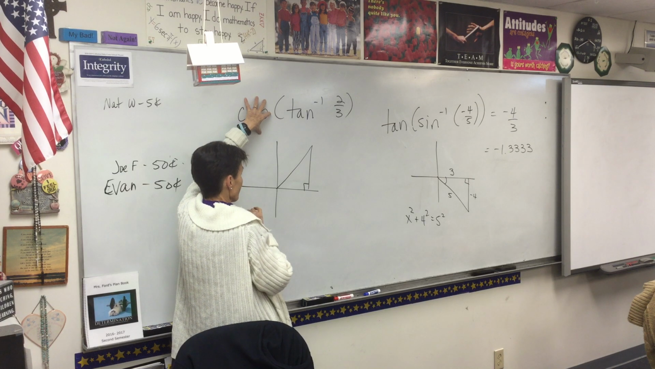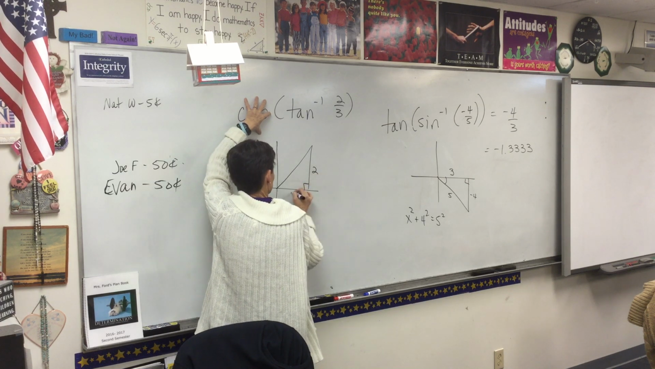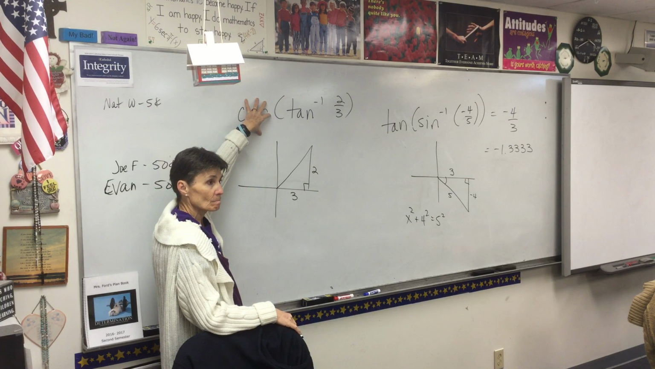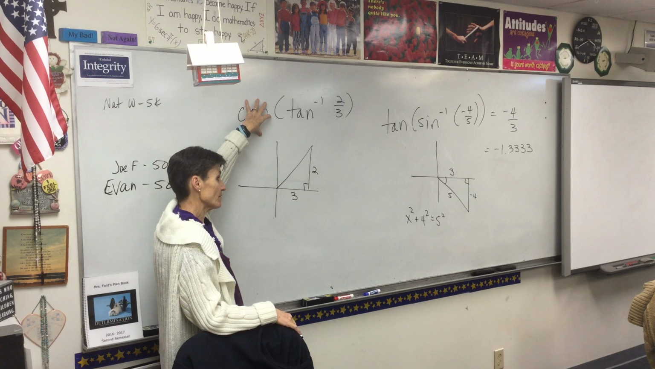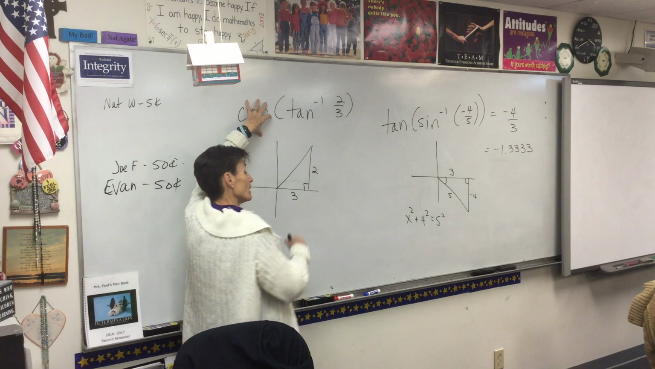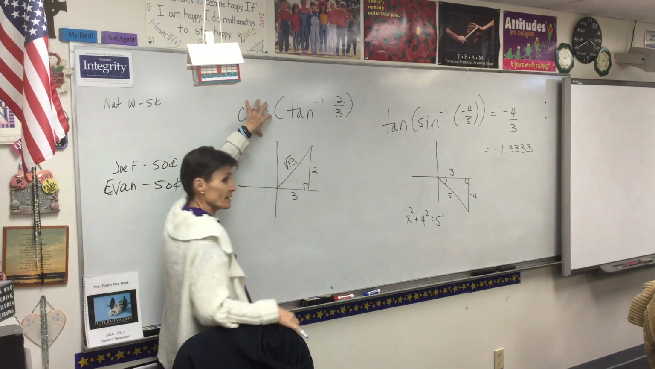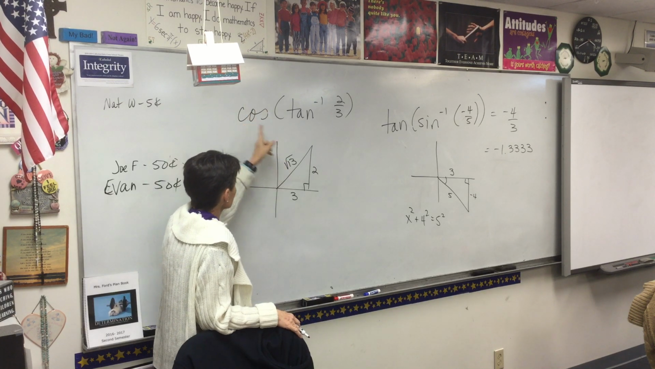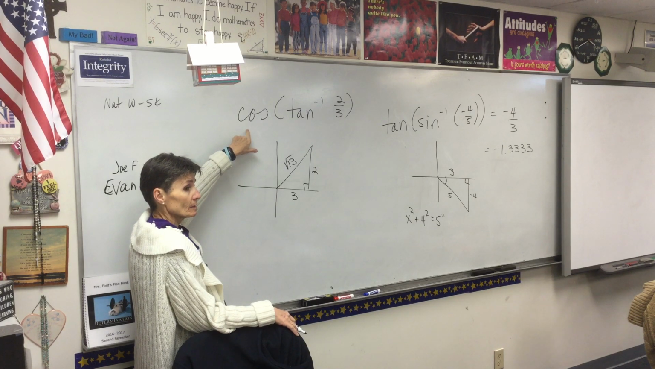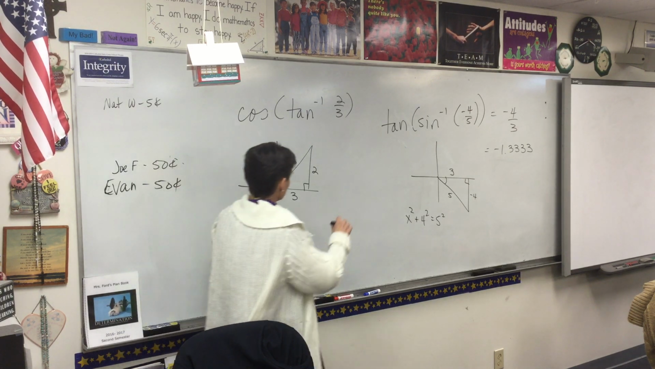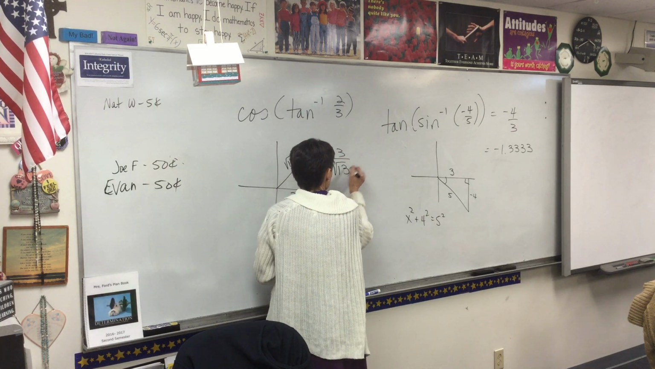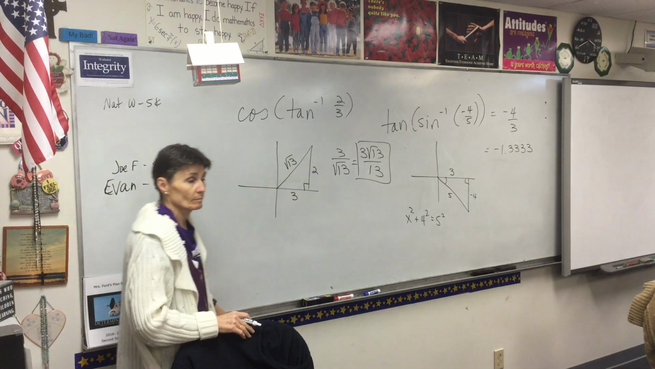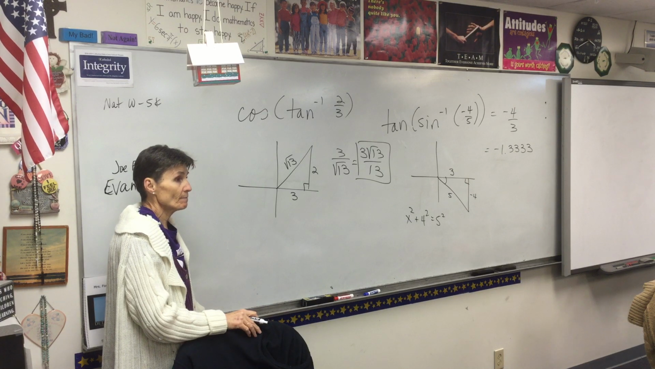Tangent, 2/3. Right, opposite over adjacent. Okay, can you find the hypotenuse? Square root of 13. Anybody have a question about that? 9 + 4. I have no idea what that angle is, but I don't care. I need its cosine. What's the cosine of that angle? 3/√13, which is 3√13/13. Would everybody agree with that?